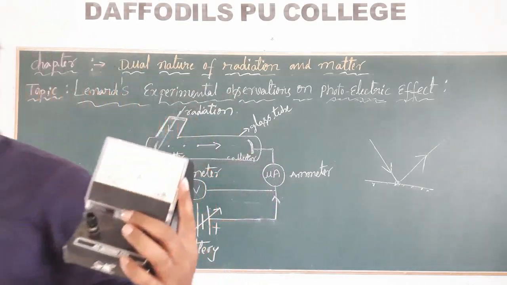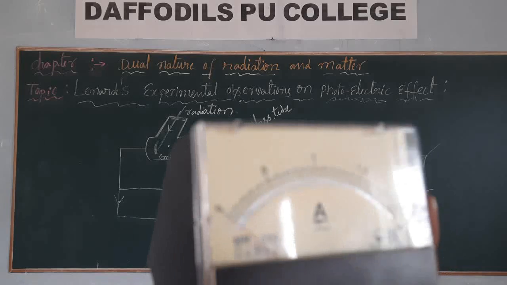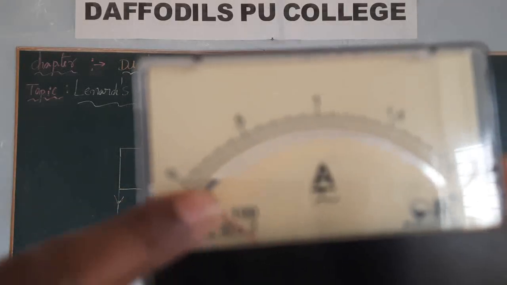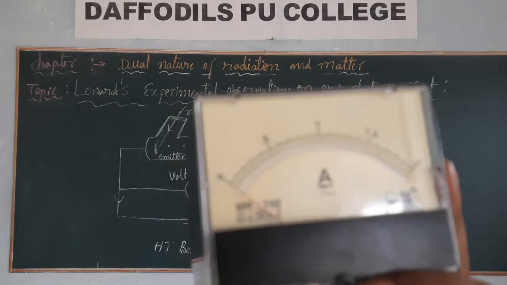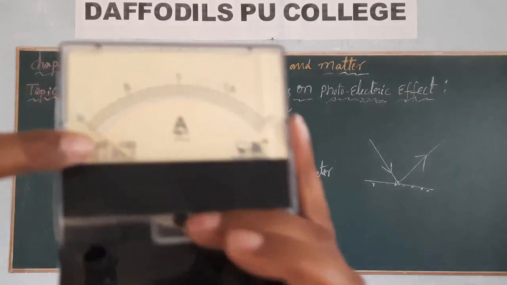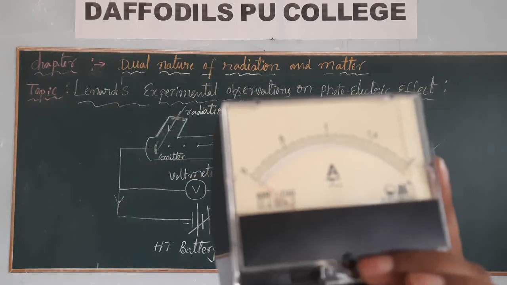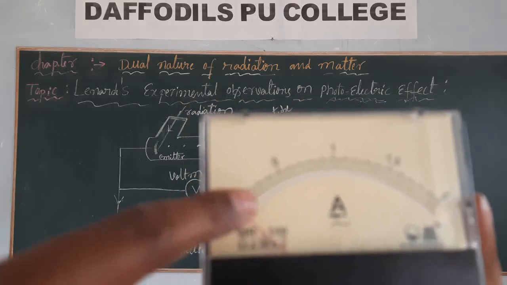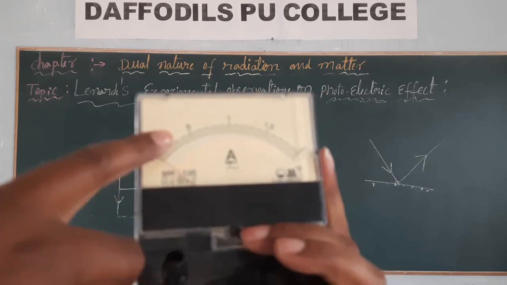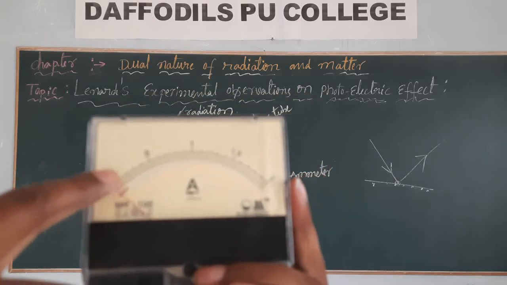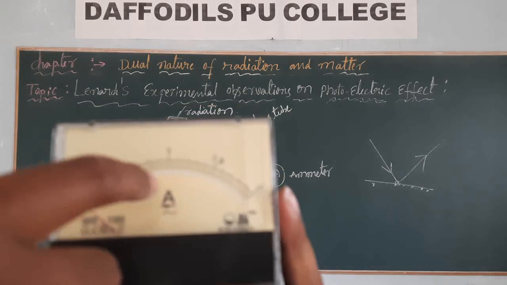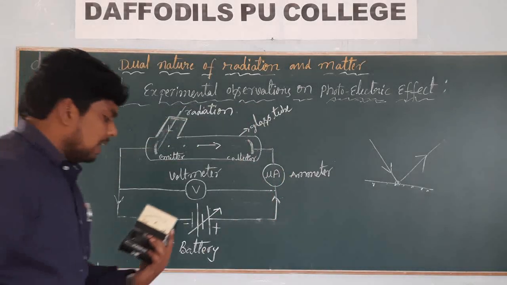You can see here that there is an ammeter deflection. The ammeter deflection is for what value? 0. Next 0.5, 1, 1.5. Whatever the deflection is, it is at the starting point, that is, at 0. That indicates the current in the circuit is 0. If it moves from 0 to another value, what does it mean? Current is there in the circuit.